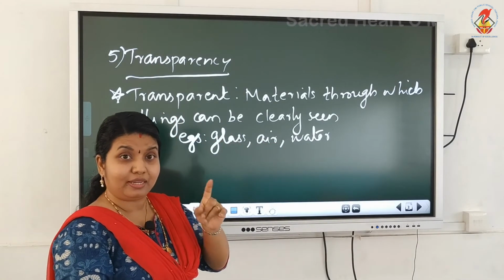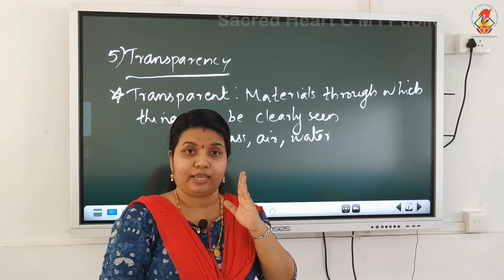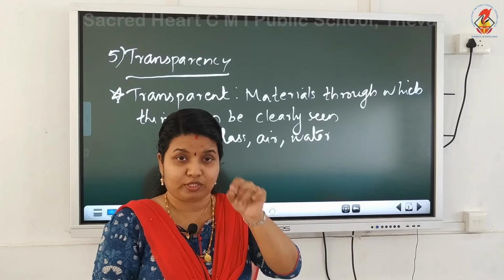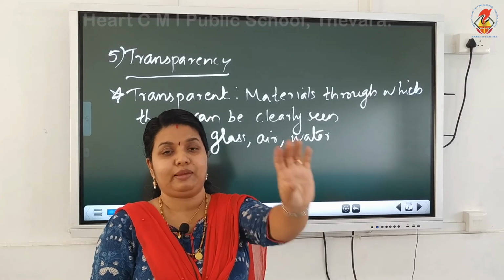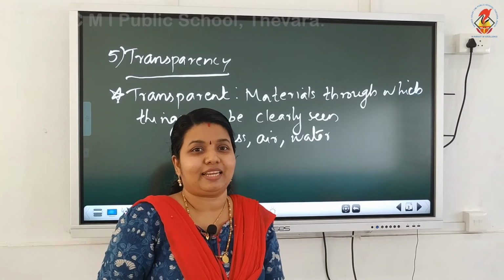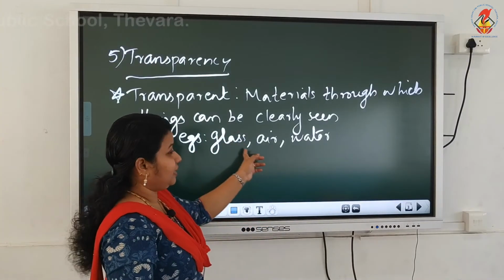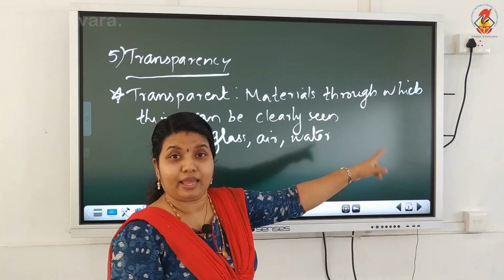Transparent materials are materials through which things can be seen clearly. It is not materials that can be seen clearly. If your eyesight is correct, you can see all materials clearly. But materials through which, looking through that material, you should be able to see things clearly. That is the criterion for transparent materials. So, that is known as transparent materials. Examples are glass, air and water.